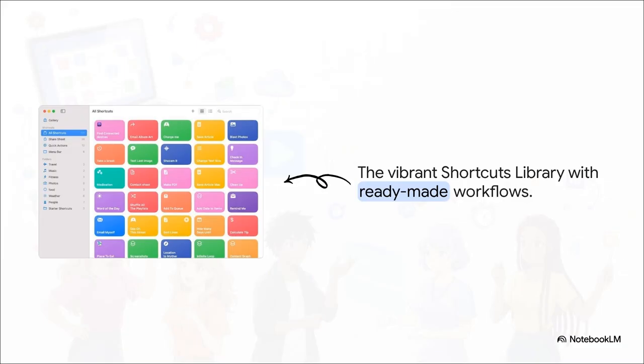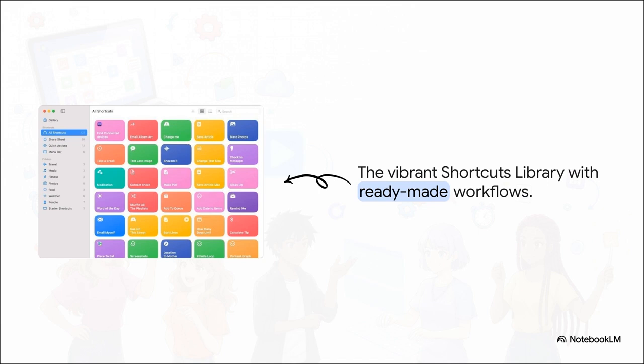Moving right along to section 2, navigating the Shortcuts app. Now, whether you launch the app from Spotlight just by pressing Command Space, or you open it from your Applications folder, you're going to be greeted by the Center library. And honestly, it's a super inviting workspace. Your available shortcuts are displayed as these highly visual, color-coded tiles. It totally removes any intimidation factor.